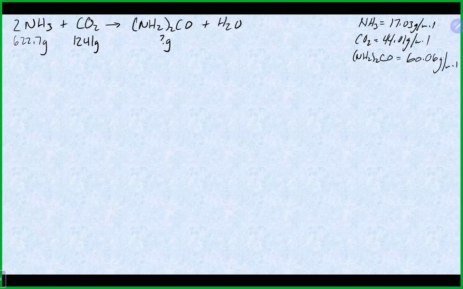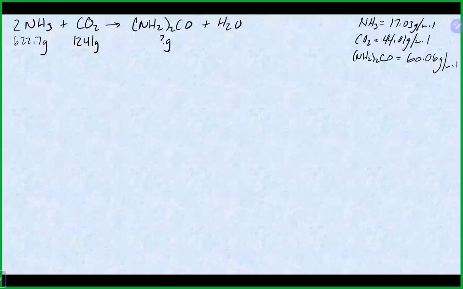How you're doing? So once again, we got basically a stoichiometry problem. We got 622.7 grams of NH3. We're going to react that with 1,241 grams of CO2. We want to know how much of our product is produced.